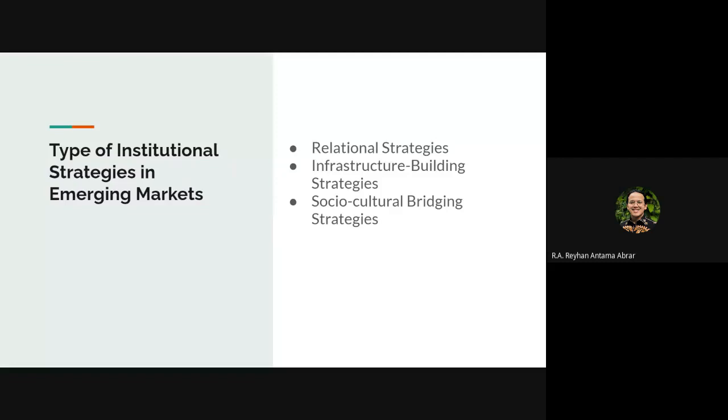From the paper that we put as a benchmark, and whose references are at the beginning of the slide, there are three main institutional strategies in emerging markets: a relational strategy, infrastructure building, and socio-cultural bridging strategies. So next one, please.